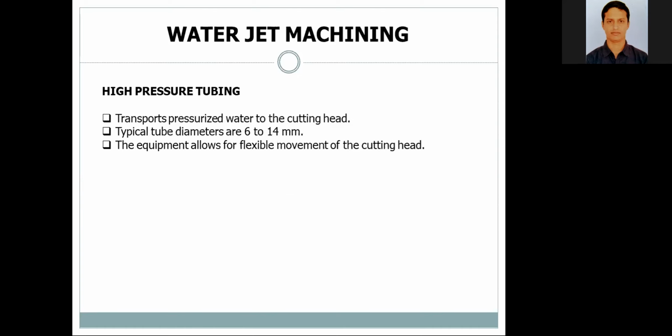The high pressure tubing is carrying the high pressure water. It transports pressurized water to the cutting head from the accumulator. The typical tube diameter is 6 to 14 millimeter. This tubing also allows the flexible movement of the cutting head for programmed machining or manual machining also.